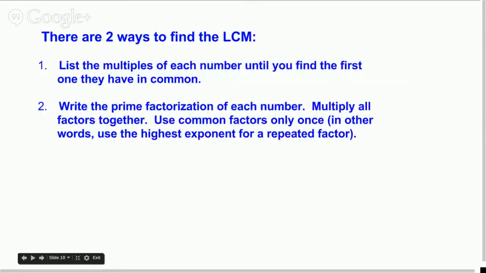All right. There are two ways to find it. You can list the multiples just like we did here, or you can use prime factorization and then multiply all the factors together. Only use common factors once.